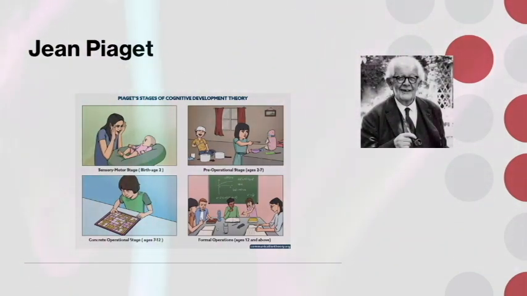Now, I want to dive into Jean Piaget. And Piaget's model of cognitive development is one of the most influential theories in the field of developmental psychology, particularly in childhood developmental psychology. Piaget really proposed that children actively construct their understanding of the world through a series of stages, and each is characterized by distinct cognitive abilities and ways of thinking.